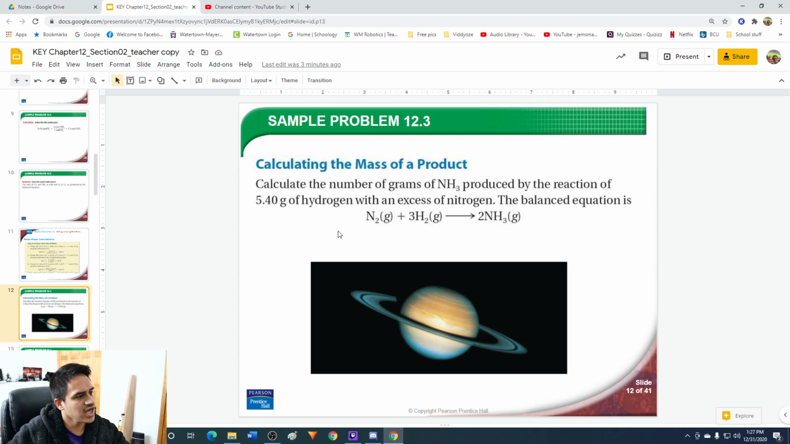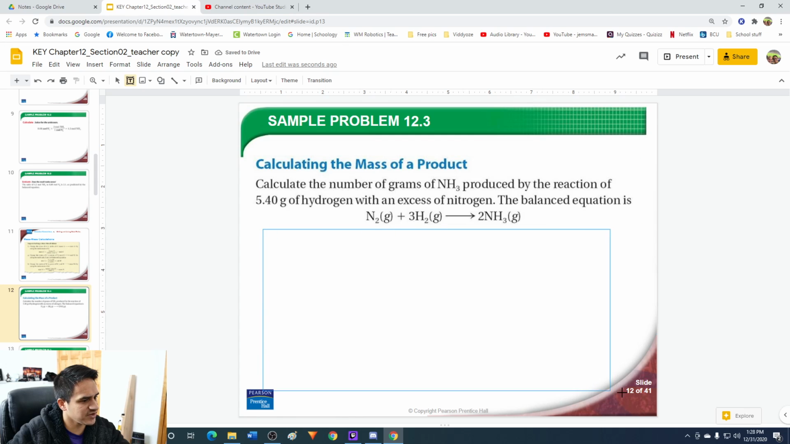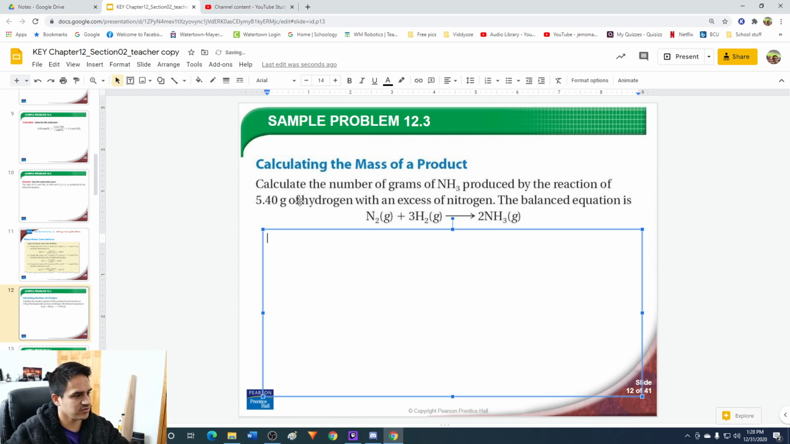So this problem says, calculate the number of grams of NH3 produced by the reaction of 5.40 grams of hydrogen with an excess of nitrogen, and they're giving us the balanced equation. This is the same exact reaction as from the previous problem, though they're giving it to us here rather than us having to write it out ourselves. So the problem is basically asking us, if we have 5.40 grams of hydrogen, H2, they want us to calculate the number of grams of NH3.